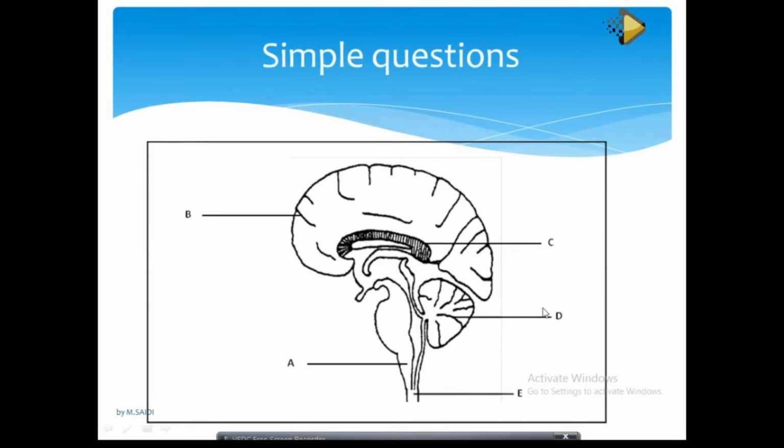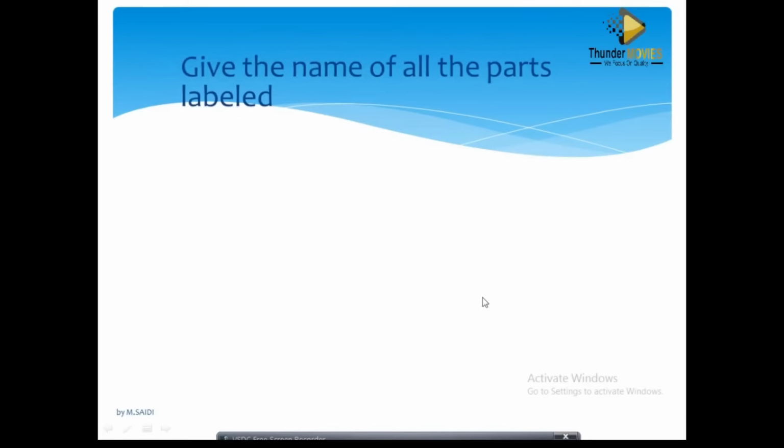You have to be knowing those functions, so that at least you have tried to master the brain. If you can't remember, then check up with your cerebrum. Give the name and the part labeled. We have seen the parts.